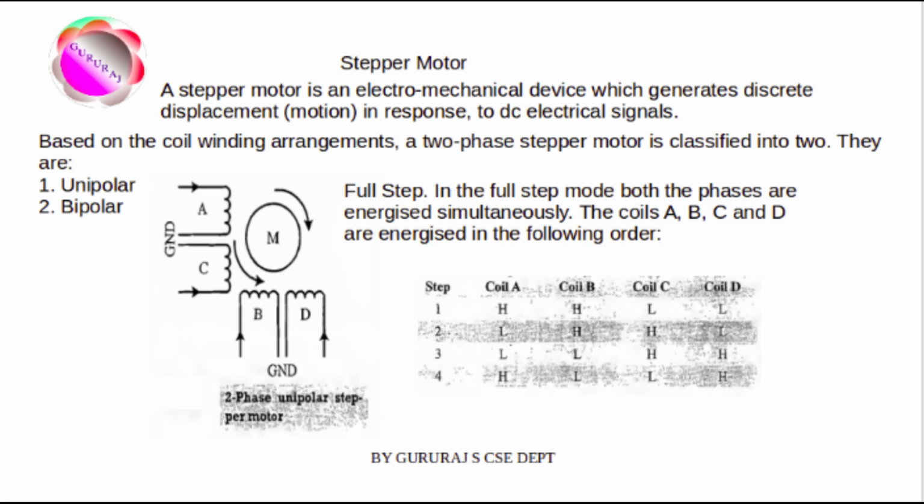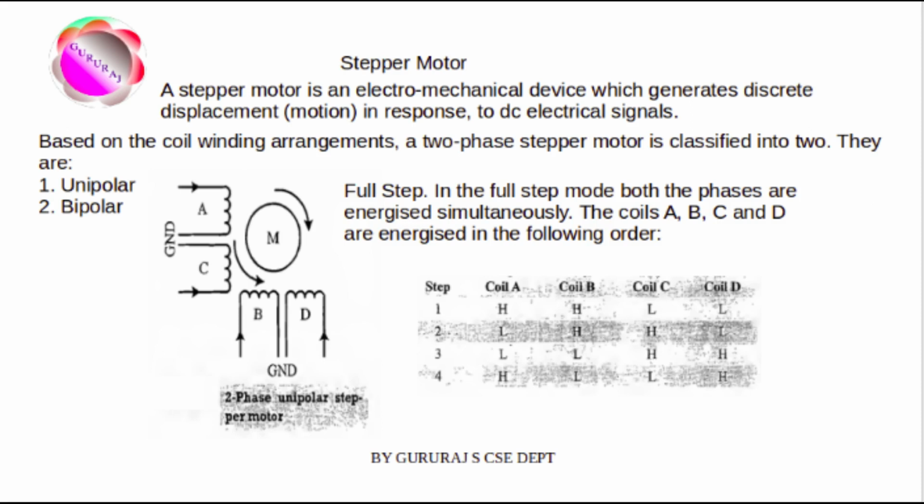You can see the figure which illustrates the working of a two-phase unipolar stepper motor. The coils are represented as A, B, C and D. Coils A and C carry current in opposite directions for phase 1. Similarly, B and D carry current in opposite directions for phase 2.